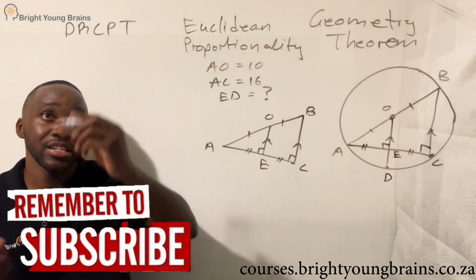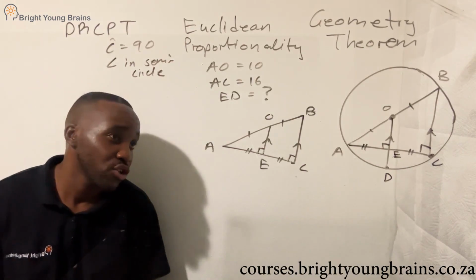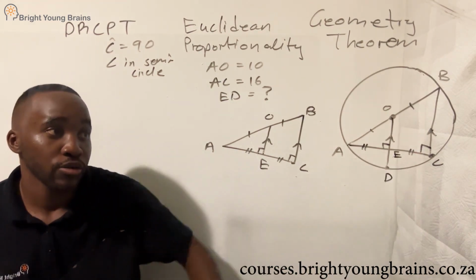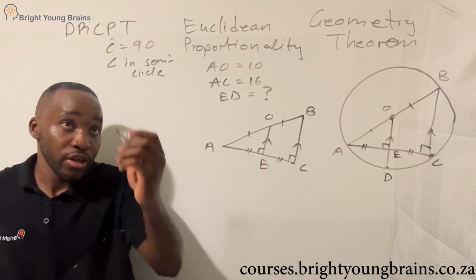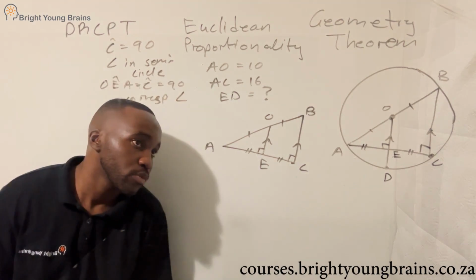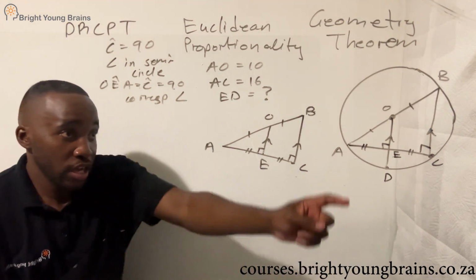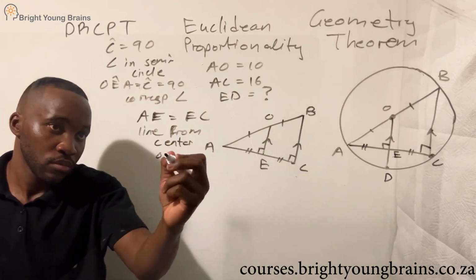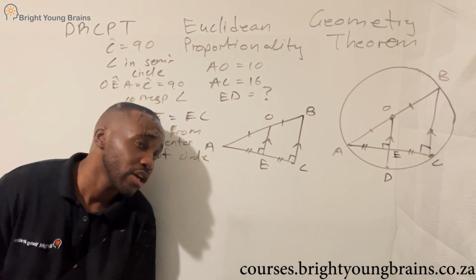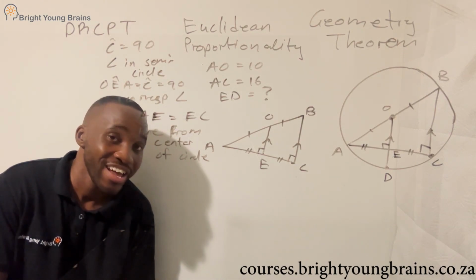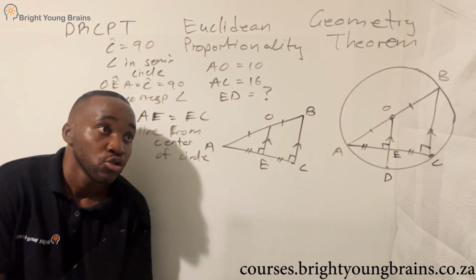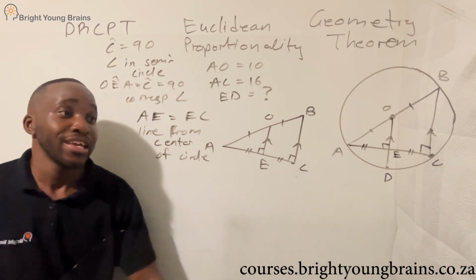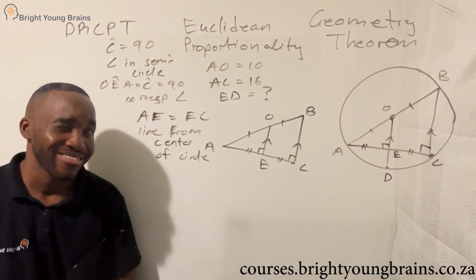For example, C being 90 there, you want to mention that you know that. And then OEA being 90 there and also being equal to C, you want to mention that too, because those are corresponding angles. And then you knowing that AE is equal to EC, you want to mention that also. Because your line from the center of your circle is meeting a chord at an angle of 90 degrees. As long as a line from the center of a circle meets a chord at an angle of 90 degrees, it means that it cuts the chord in half. That's literally theorem number 1.